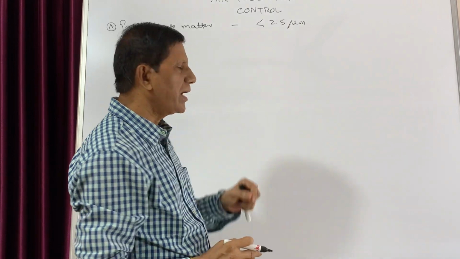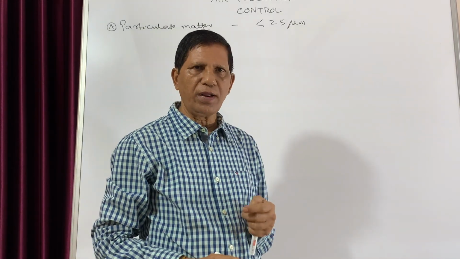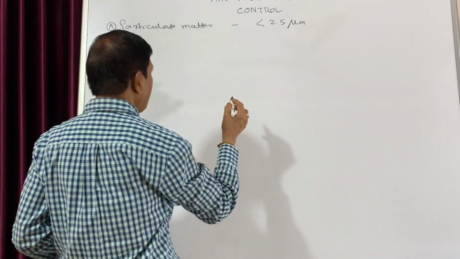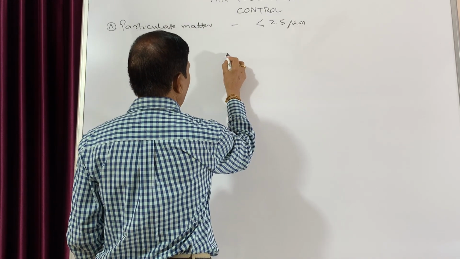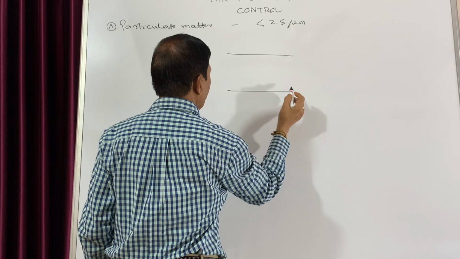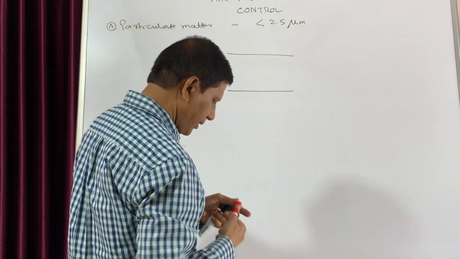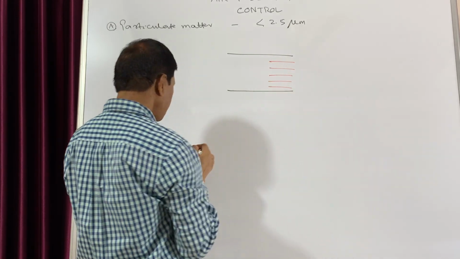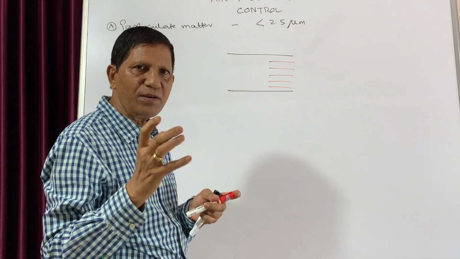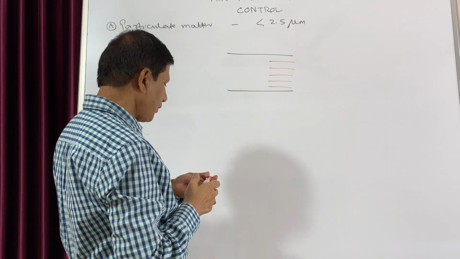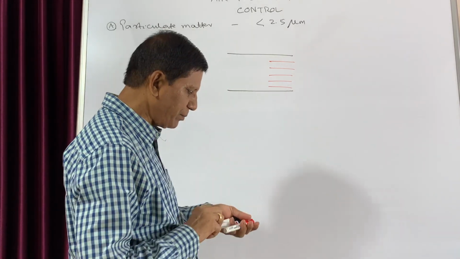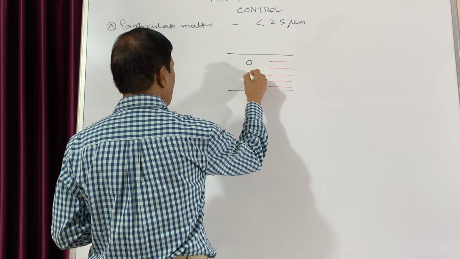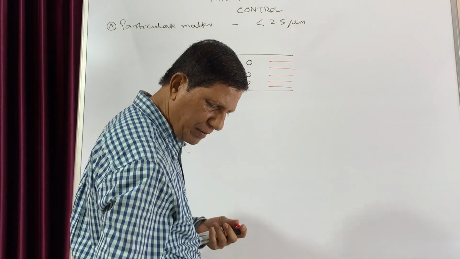For particulate matter, there are usually two methods. One is the electrostatic precipitator and the other is the scrubber. In the electrostatic precipitator, an electric field is set up where electrodes are attached, and they are given a high voltage of energy. When the high voltage is provided, they produce a corona of negative charges.